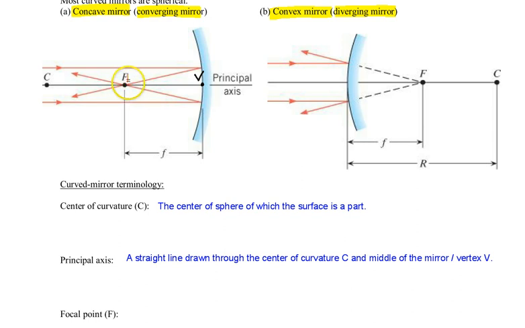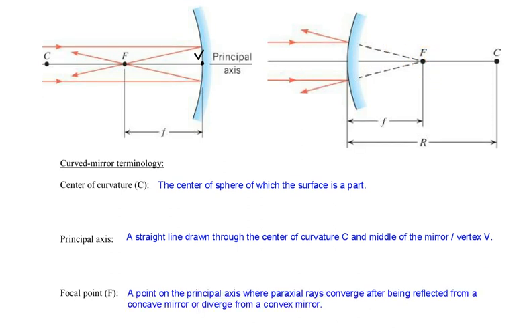That would converge if it's a concave mirror, and if it was a diverging or convex mirror, they would diverge after reflection and appear to come from this point behind here called the focal point. So this is the point at which they seem to converge for a concave mirror, but if it's a convex mirror, they diverge from this point. And it's a point that's on that principal axis.